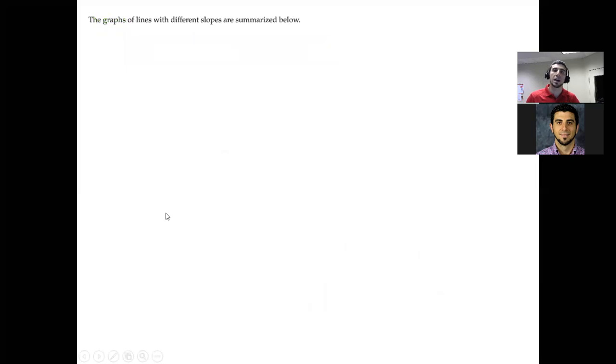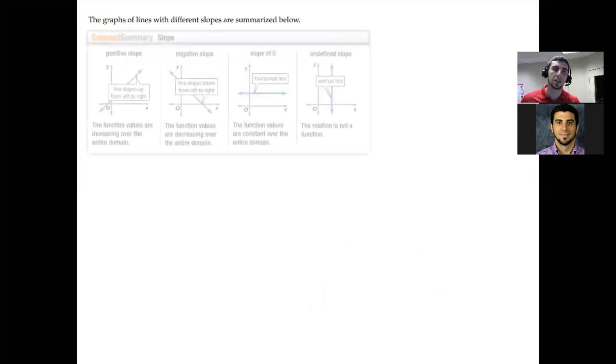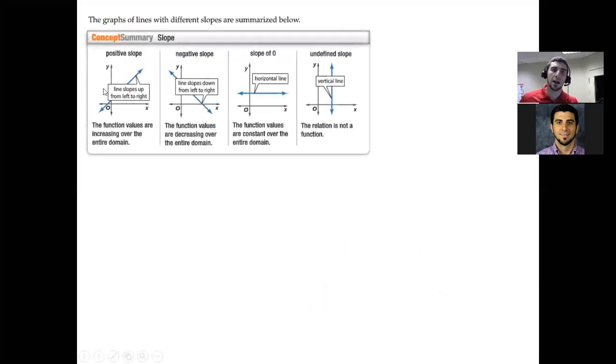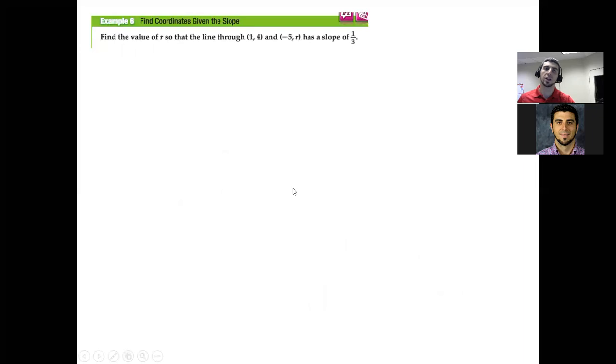Alrighty, so the graphs of lines with different slopes are summarized here. Positive slope, the line goes up from left to right. Negative slope, the line goes down from left to right. Slope of 0 is just a horizontal line or a flat line, and an undefined slope is a vertical line, okay? All right, so here's one last one.